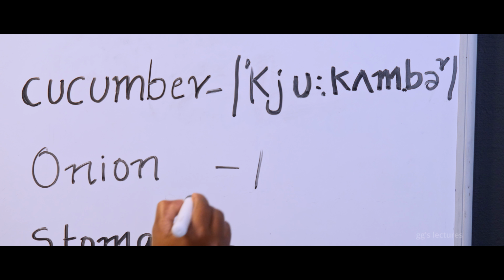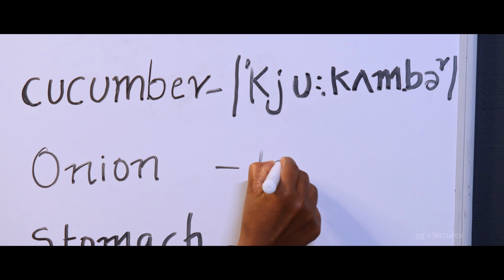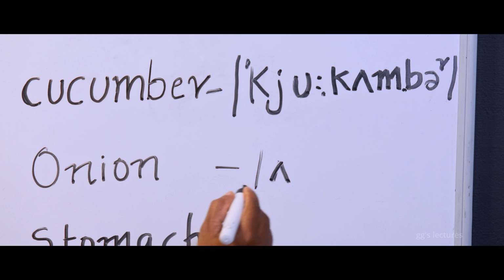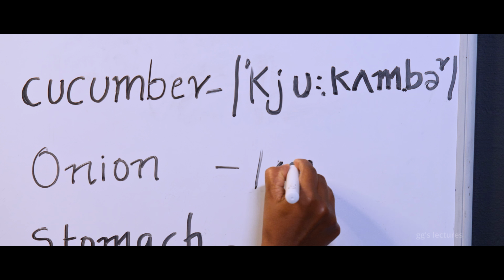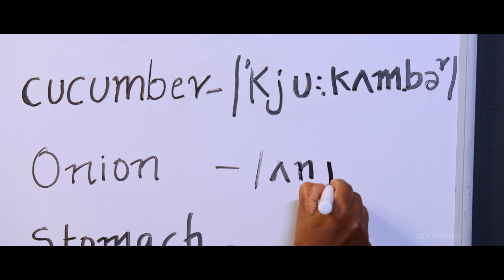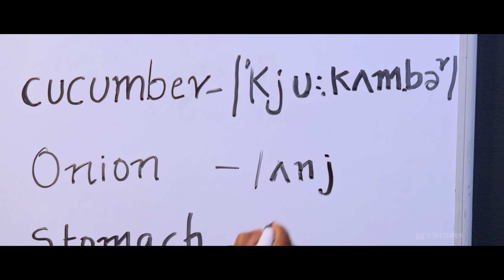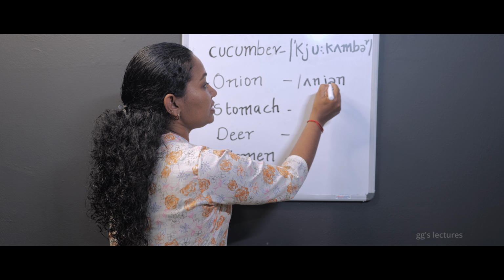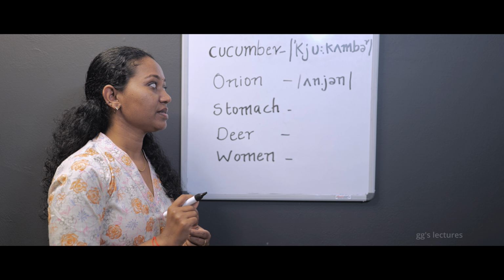The sound starts with uh. So it's not O. The word sound starts with uh. Then comes N. Again, Y sound. Then the schwa and N. So can you guess how many syllables are there in this word? Onion. Okay, this word has got 2 syllables. This word has got only 2 syllables.